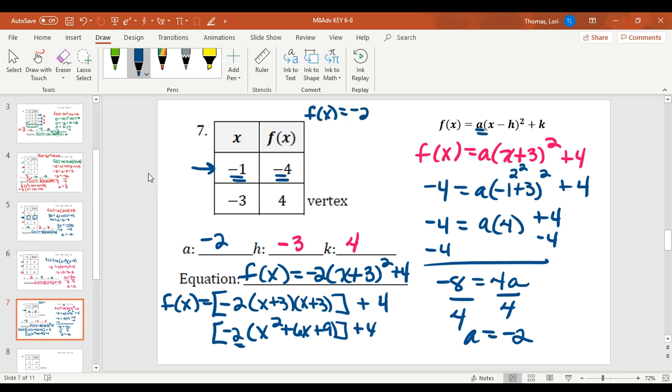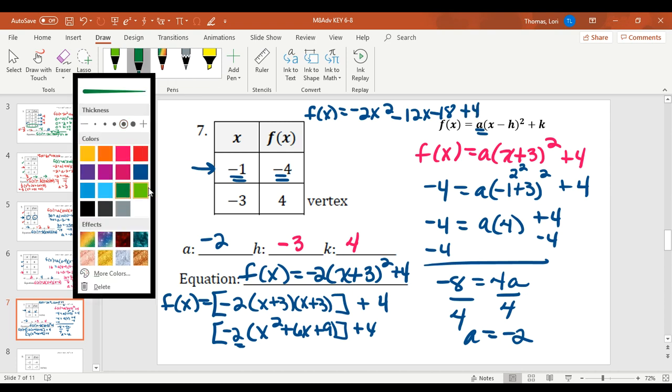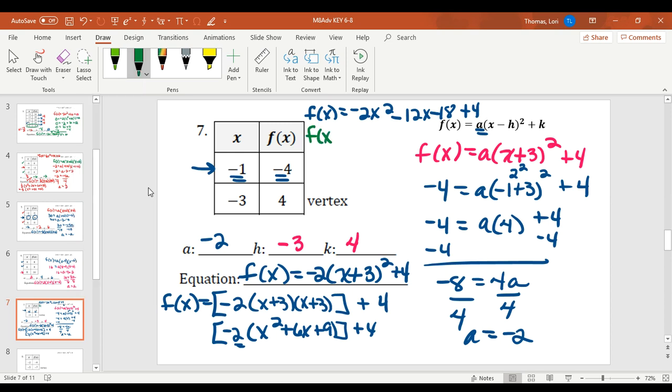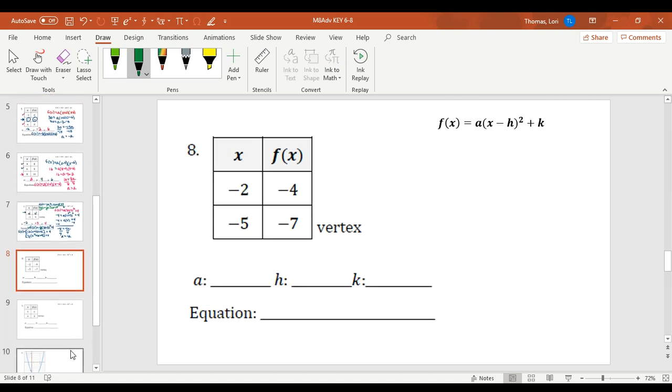So that gives me -2x squared minus 12x minus 18. And now I'm going to bring in the plus 4. Let's use a different color so it stands out. So standard form, -2x squared minus 12x minus 14, because I combined those two. So this is standard form, and this is vertex form. Again, you notice they still both have the same a value. Okay, number 8.